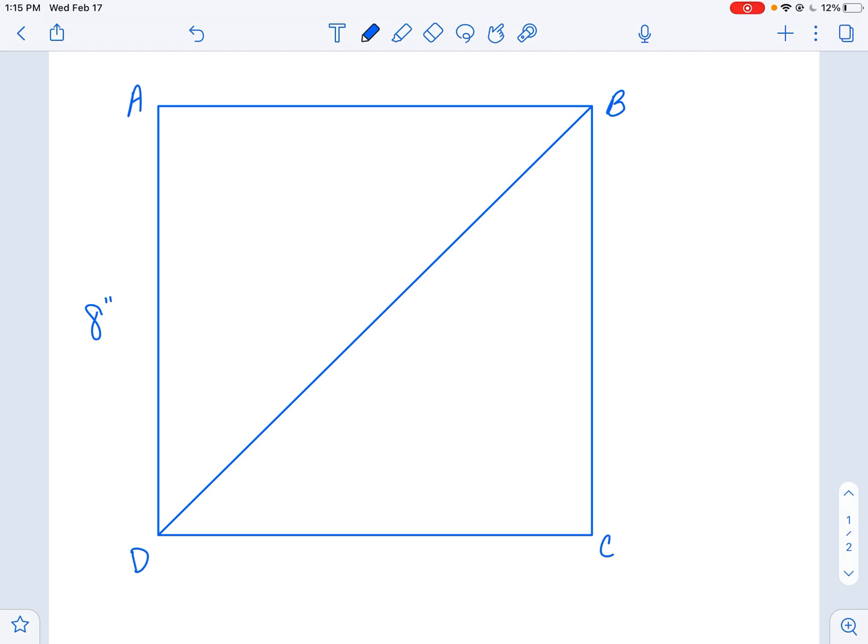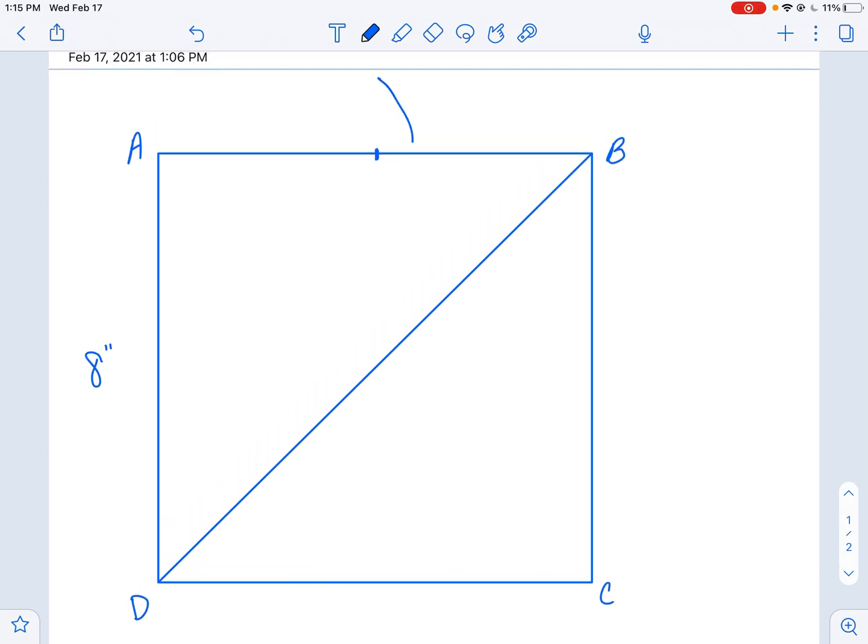What you could do, if you have a ruler with you, you can measure it, find half, and mark the center. Or if you have a compass but not a ruler, you can make those two arcs, and then where those arcs cross, draw your line straight down, and that'll tell you where your midpoint is. So we have our midpoint, we're going to label this E.